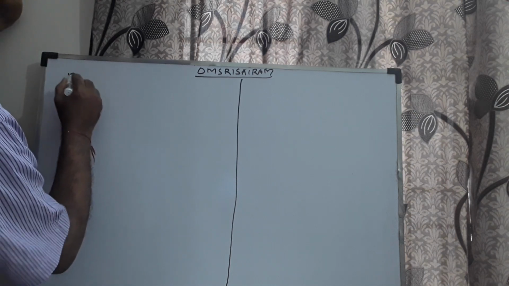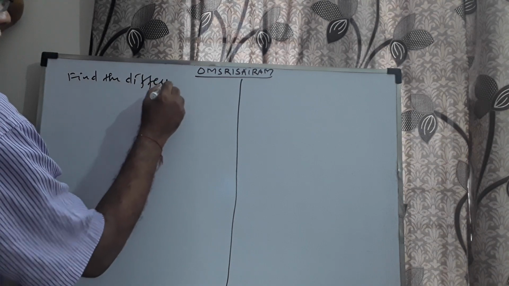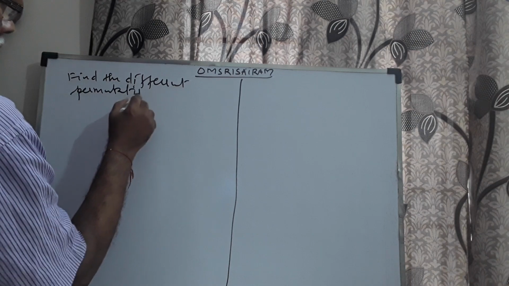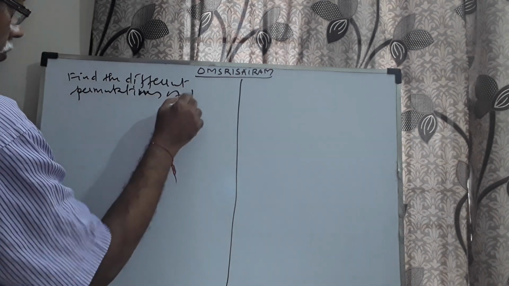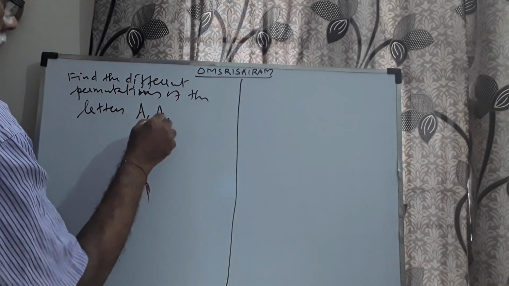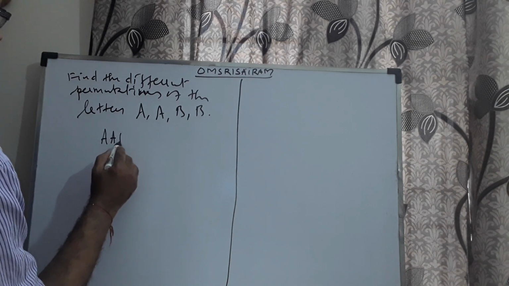Find the different permutations of the letters A, A, B, B. The two A's are alike, they look the same, they are similar. Two B's are similar. Let me think about the various arrangements.